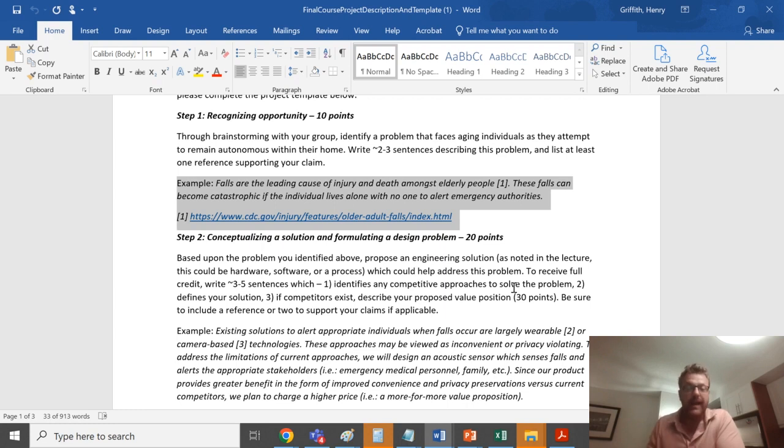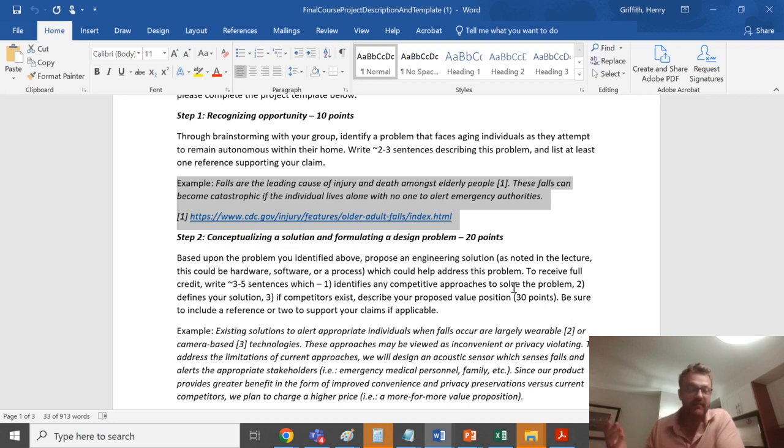It could be software. Ideally, I think what the majority of you tend to propose, I've used this project now for 2 semesters, is some sort of hardware and software integration solution. So kind of in that space of the Internet of Things or edge computing that we talked about earlier in the course. So what I'm looking for in this portion of the actual project are 3 to 5 sentences that show me any way that anyone else approaches the problem now.